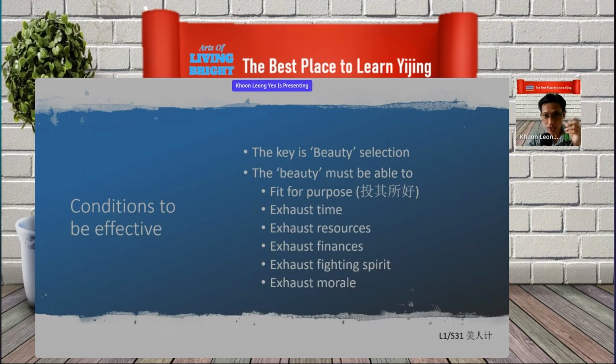In Chinese, it's called 投其所好. If I like golf and you show me tennis, it won't attract me. You get my point? You've got to show me some golf related things. Or bring me to golf, or buy me a golf set, or bring me to the most prestigious golf club or course, then I'll be attracted. Or the beauty must be able to exhaust the time, the resources, the finances, the fighting spirit, or the morale. This sort of exhaustion can create that soft spot for you to attack. Clear about that?